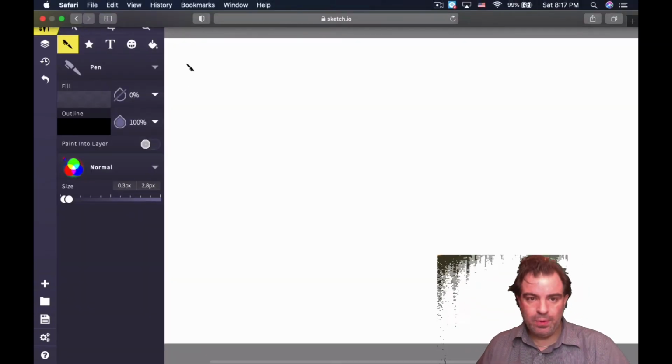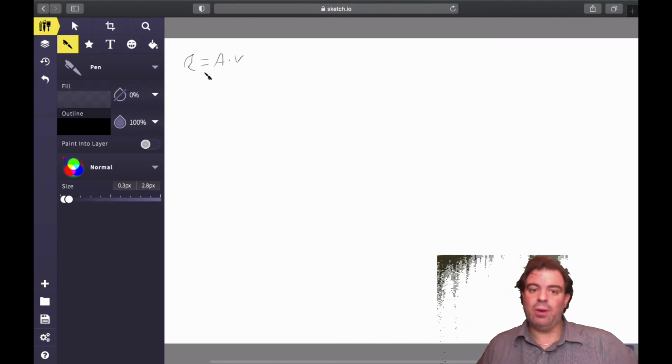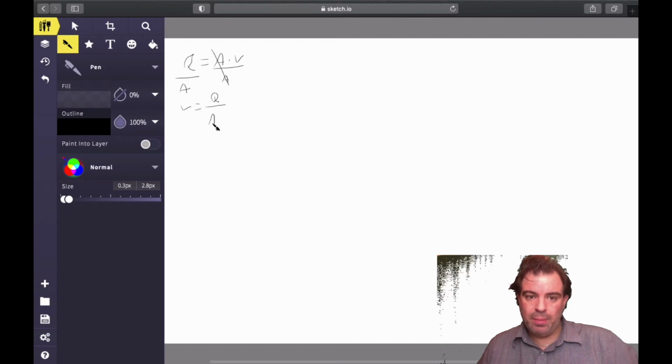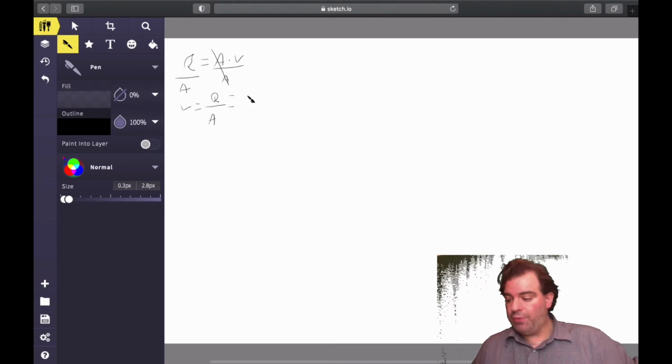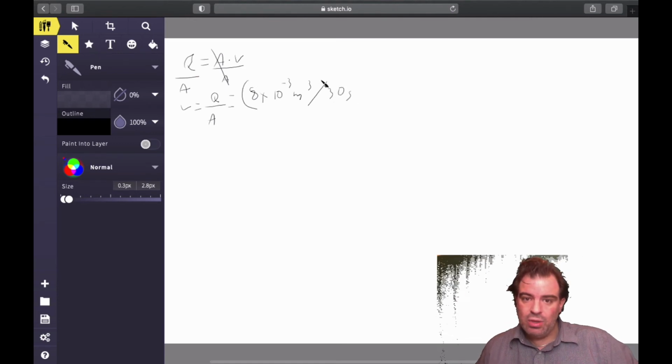So we just saw that the volume flow rate Q is equal to area times velocity. So velocity becomes Q over A. Velocity is Q divided by A, which is area. So how are we going to find the volume flow rate? They give us the volume, which is 8 times 10 to the negative third meters cubed, and we're going to divide it by the time, which is 30 seconds. So that's how we find Q, the volume flow rate.